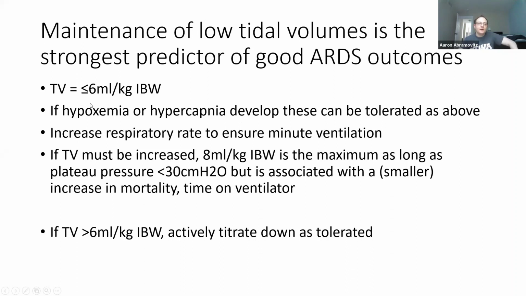To meet this goal, you can increase your respiratory rate to ensure minute ventilation. You see many of our ARDS patients on rates of 28 or higher. Really, the ceiling for respiratory rate for most patients is somewhere around 35 to 36. If the tidal volume must be increased, 8 mL per kg is the maximum as long as the plateau pressure is less than 30. And increasing the tidal volume temporarily to improve other parameters is okay, but make sure that you're actively titrating it down as tolerated so you're exposing the patient to the higher pressures and the higher volumes for as small a time as possible.